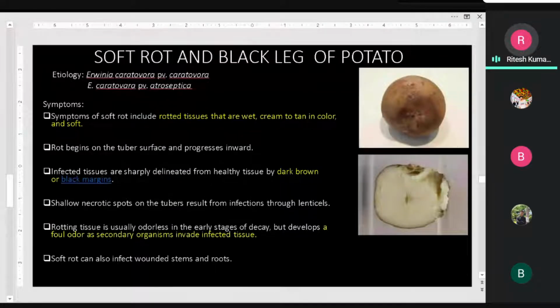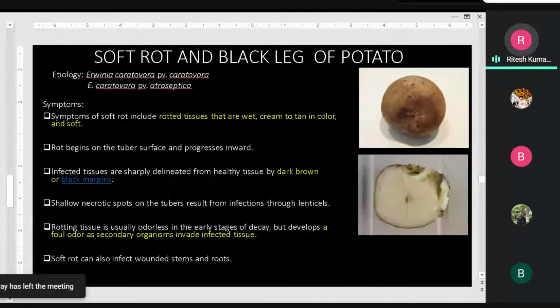Similarly, another important disease is soft rot and black leg of potato. Soft rot is one phase and black leg is another phase, caused by Erwinia carotovora pathovar carotovora and Erwinia carotovora pathovar atroseptica. This is popularly also known as soft rot bacteria. Erwinia carotovora, they are known as soft rot causing bacteria.